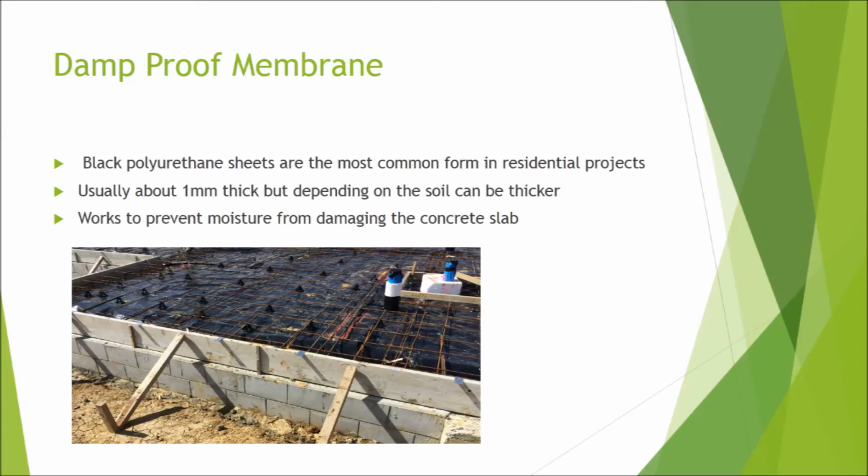Damp-proof membrane, also referred to as DPM, is used to keep the concrete slab from becoming water damaged from underneath. In residential properties, black polyethylene is used, 1 millimeter thick sheets laid out over the foundations and hardfill, with reinforcing mesh over the top, ready for concrete to be poured on.